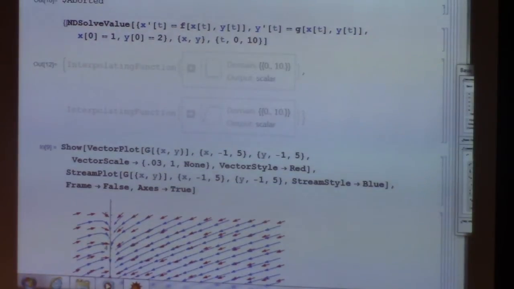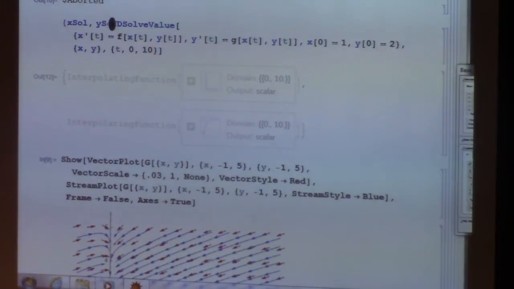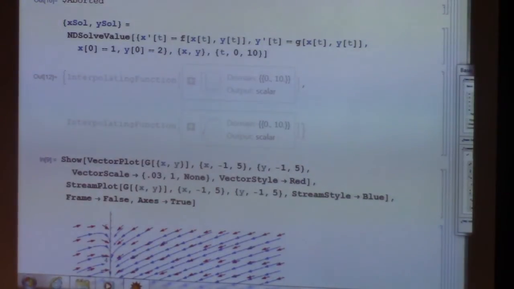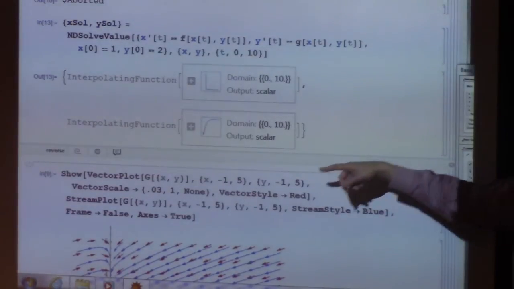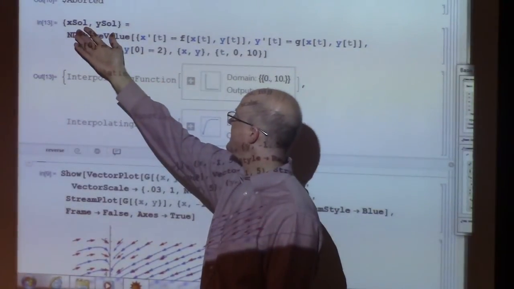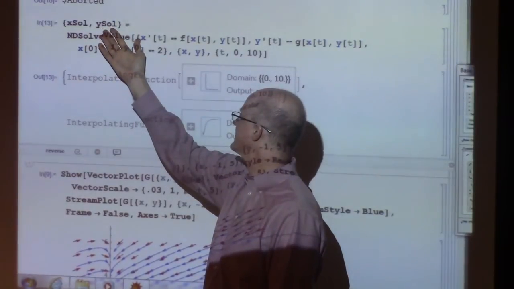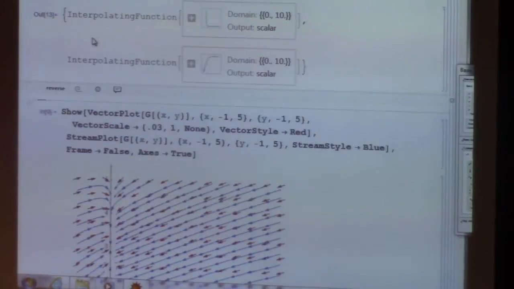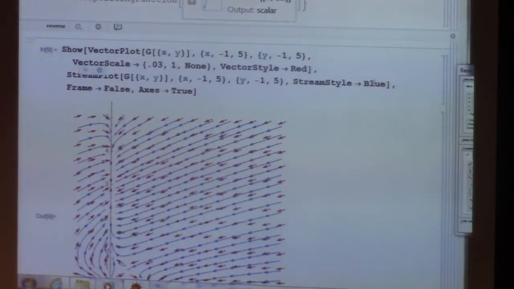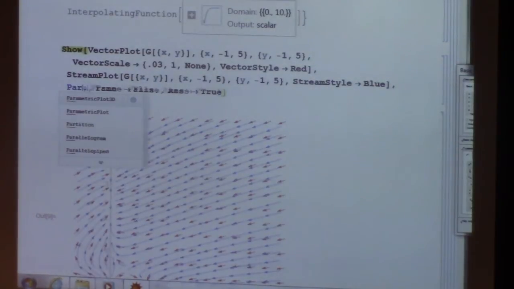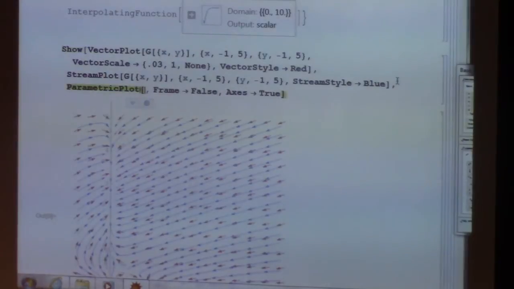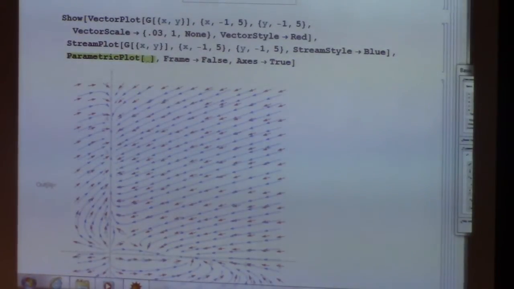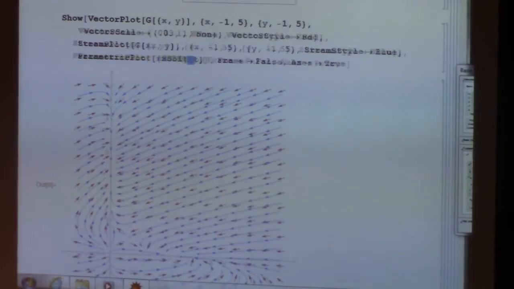Here's the traditional way to do it: x sol, comma, y sol inside curly braces like this. Set it equal to that. That will store this information in this list, whose first entry is x sol and whose second entry is y sol. The sol is just an abbreviation for solution. Once I've got that, I can put it into this picture inside the Show with ParametricPlot. Solution curves to systems of equations are parametric curves. I can plot the entire thing by doing this.